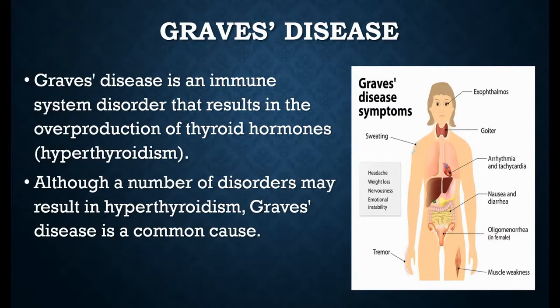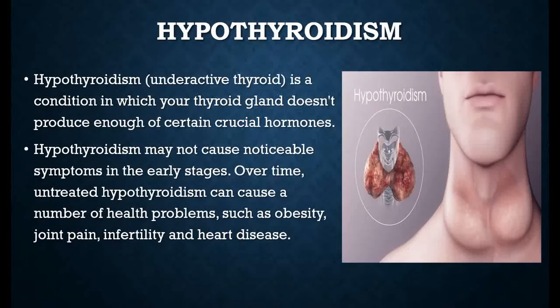The third one is hypothyroidism, when the thyroid gland produces the hormone but under the normal levels. It is a condition where the hormone level is in a very critical state. The very noticeable symptom is that the person's weight is increasing, like obesity. They will have joint pains, and later on they may have heart disease as well as infertility.